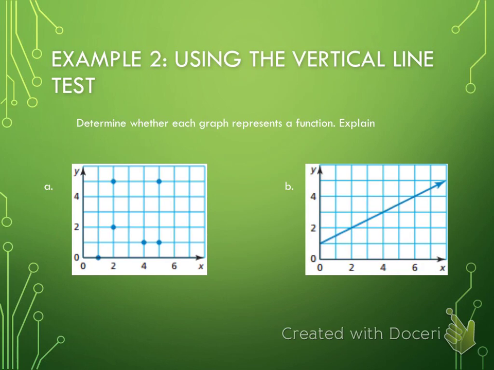So if we're looking at these graphs here, if I'm drawing a line, does it touch more than one point? Right here, we touch 2 points. So A is not a function. How about B here? Wherever I draw a line, it's only going to touch 1 point. So this one is a function.